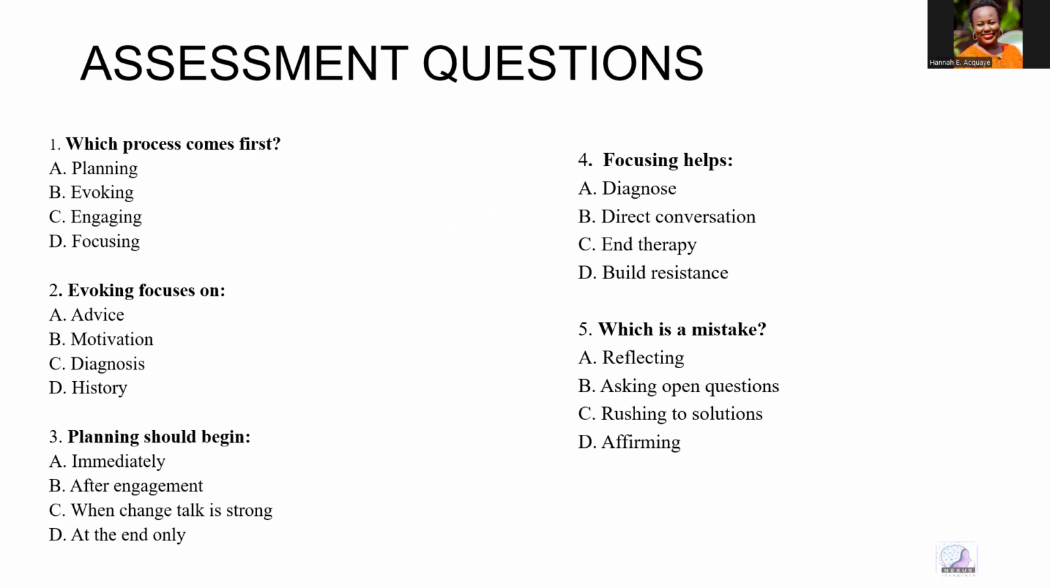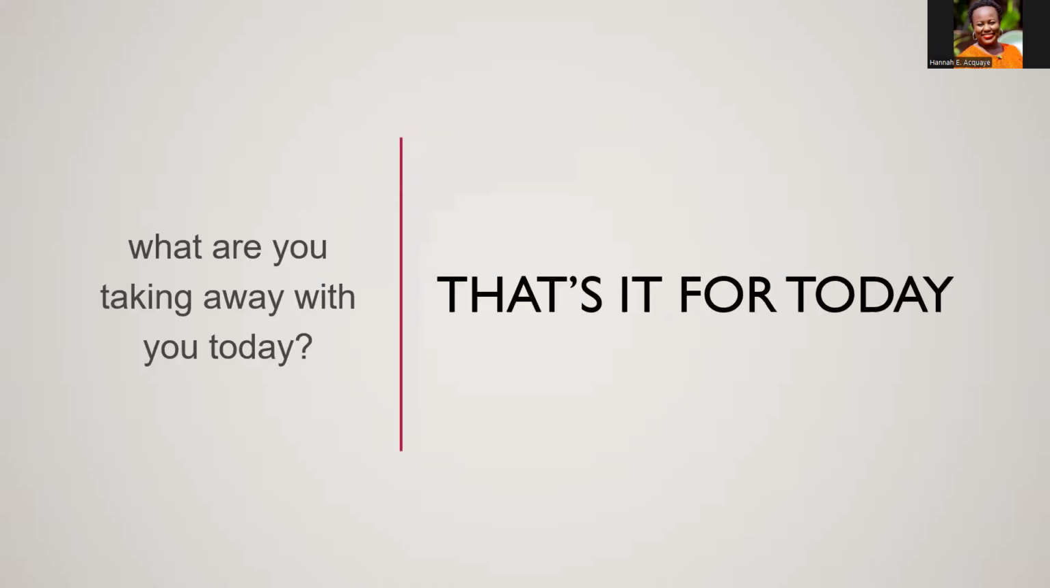If you chose C for question one, you are right. If you chose B for question two, you are right. If you chose C for question three, you're right. If you chose B for question four, you're right. And if you chose C for question five, you are right. How many did you get? Nobody is evaluating you, but it helps to know, okay?